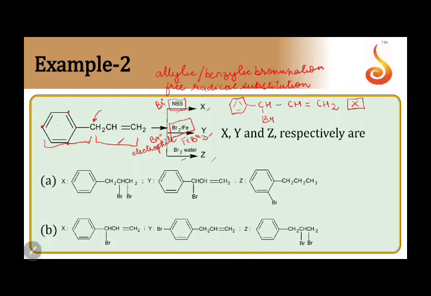So writing the para product here. The rest of the compound remains same. Here at para position, bromine is attacking. So this is my compound Y.